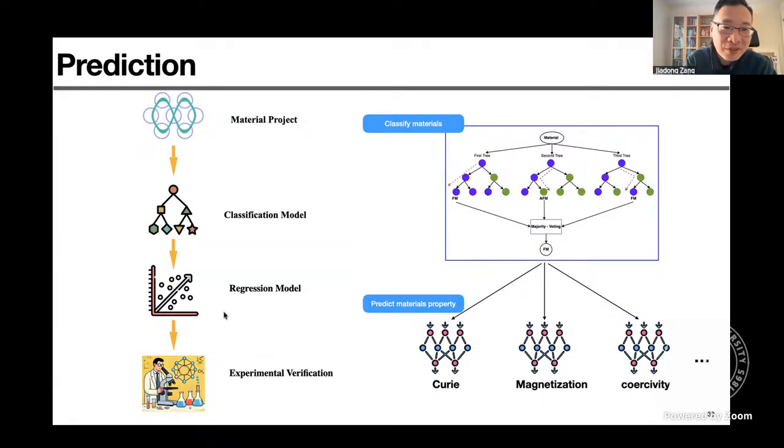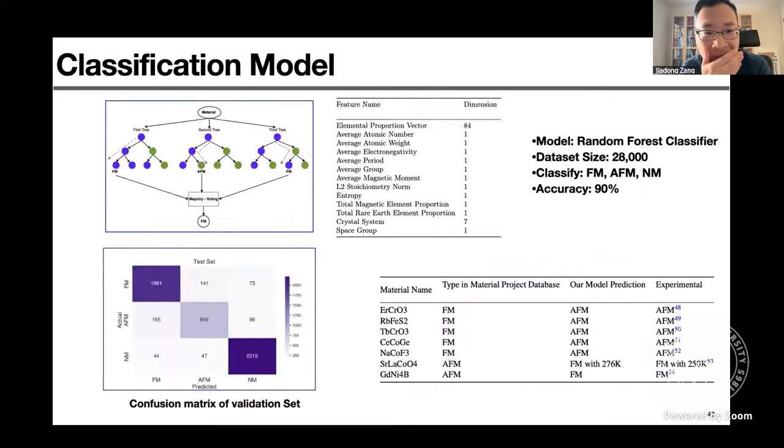We made very simple random forest models for classification: given a new material, whether it's ferromagnetic, antiferromagnetic, or non-magnetic. Then if it's ferromagnetic, we use the regression model to predict its Curie temperature, and hopefully it will be experimentally validated in the future. So we use this method to screen the materials from the Materials Project.